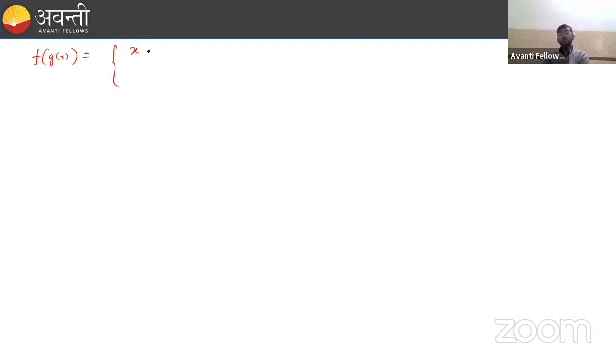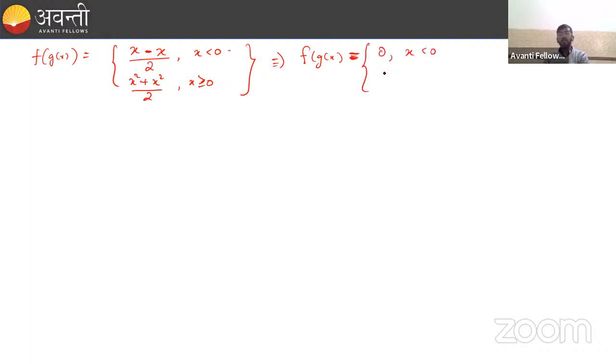So when x is negative, we can write mod of x as minus x, correct, upon 2. So this is what, when x is negative. And x² plus mod of x² can be written as x² upon 2 when x is greater than or equal to 0. So this thing again comes out to be f(g(x)) equal to 0 for x negative and 2x² by 2, which will be x², when x is greater than or equal to 0.